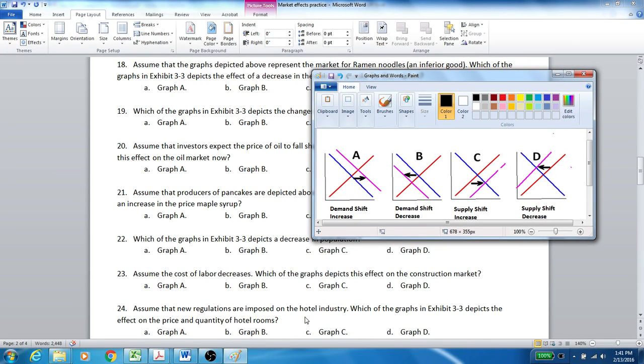24. Assume that new regulations are imposed on the hotel industry. New regulations cause there to be a decrease in supply. That's graph D.